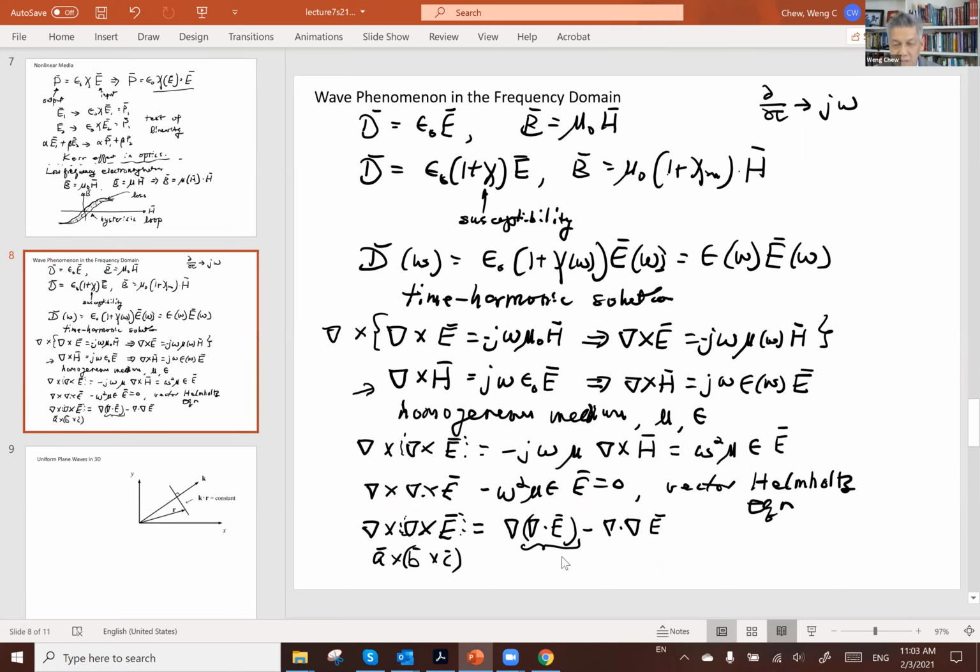We went through this exercise before in free space in the time domain, and we dropped that term for some reason. Does anybody know what we can do to drop that term? What kind of argument can we have to drop that term? What must the divergence of E be equal to?